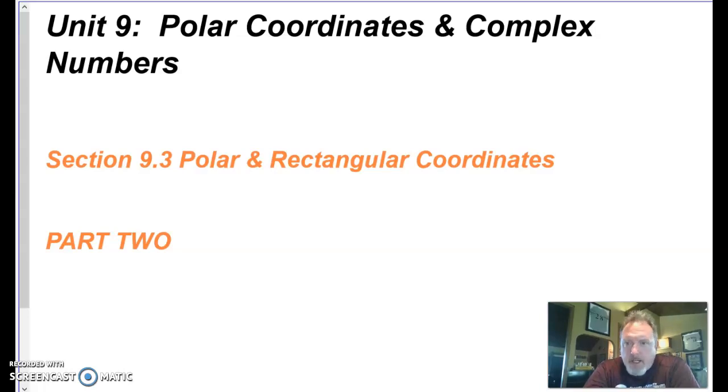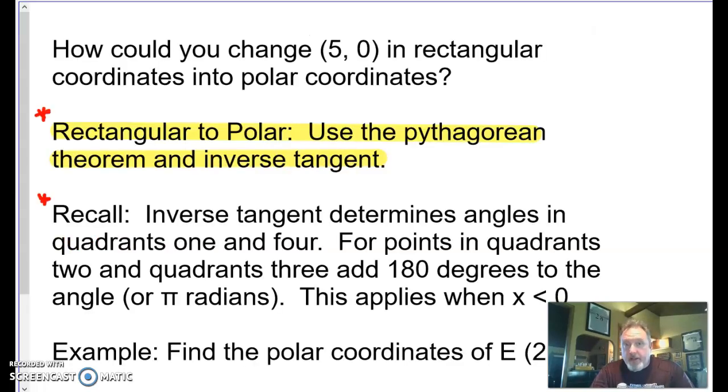All right, welcome back. Here's part 2 of the notes for section 9.3 on polar and rectangular coordinates. In part 1, we focused on changing polar coordinates to rectangular. Today, in part 2, we're going to focus on going the other way, rectangular back to polar. To do this, we're going to use the Pythagorean theorem and inverse tangent. If we have x and y, we can use those as our a and b to find c, the hypotenuse, and we can do inverse tangent to find our angle.